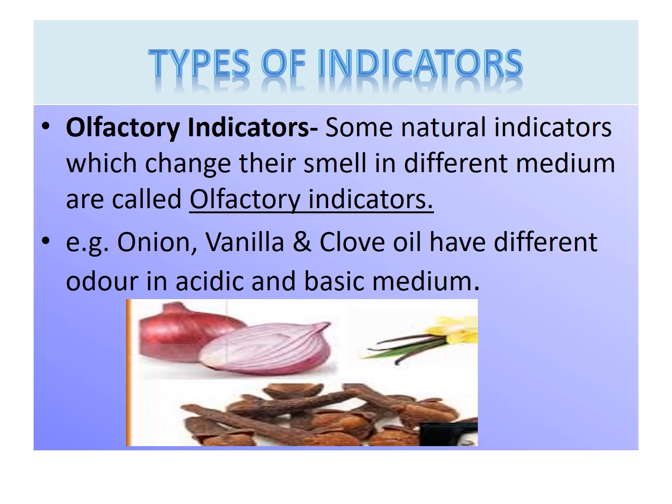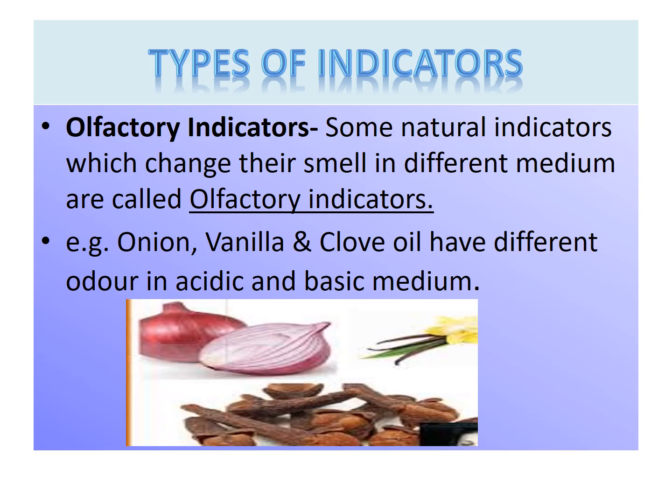Another type of natural indicators are the olfactory indicators. Olfactory nerves, they are related to the smell. Olfactory means those indicators which change their smell in the different medium. These are called the olfactory indicators, like onion, vanilla, and clove oil. They all have the different odor or different smell in the acidic and basic medium.